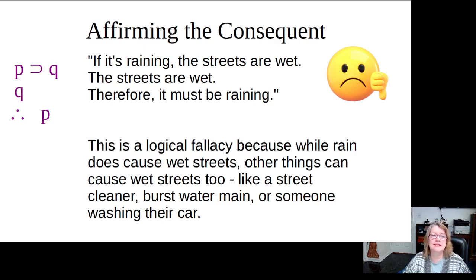Okay, the other mistake is affirming the consequent. Here's an example. If it's raining, the streets are wet. The streets are wet, therefore it must be raining. This is a logical fallacy, because while rain does cause wet streets, other things can cause wet streets too, like a street cleaner, a burst water main, or someone washing their car. Or kids playing with a hose.